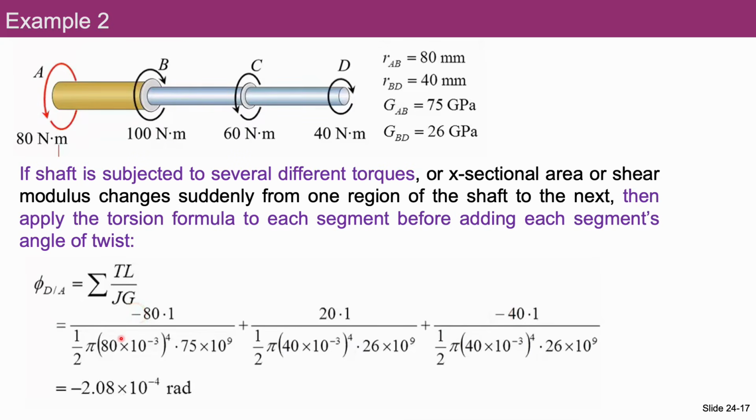I would like to underline and repeat again, this is very important. If the shaft is subjected to several different torques, then we apply the torsion formula to each segment separately before adding each segment's angle of twist. And this is the overall total angle of twist of this AD shaft. It is equal to the sum of the angle of twist values of each AB, BC, and CD part.